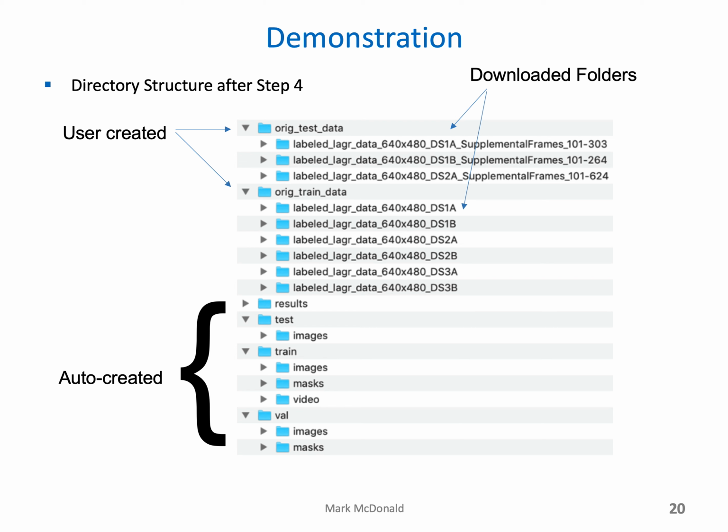This is what the directory structure will look like after step 4. As I mentioned, the top 2 directories are created by the user. The bottom ones are auto-created. The user also needs to indicate which directory all of these things are in.